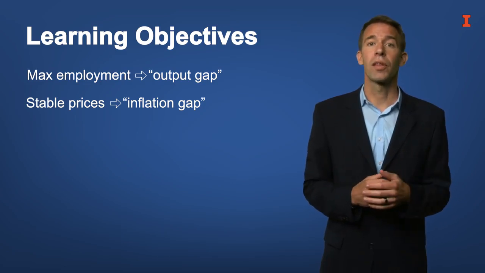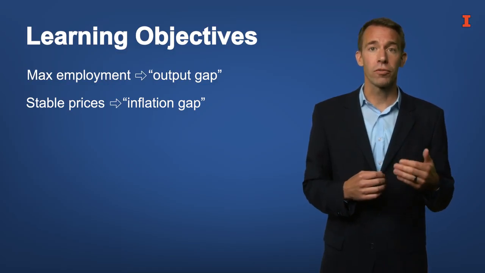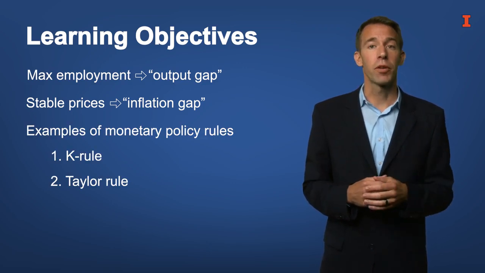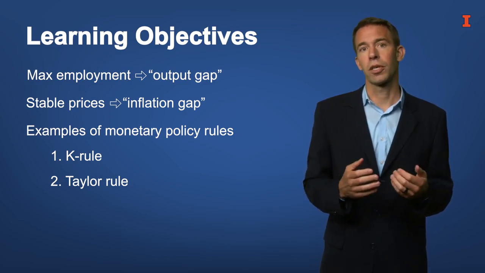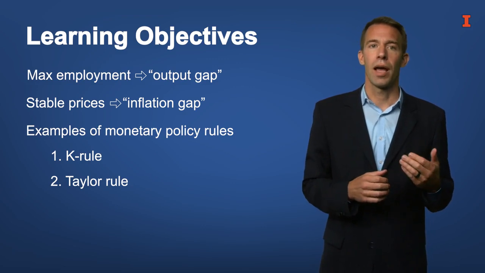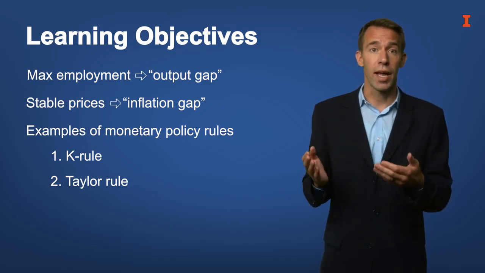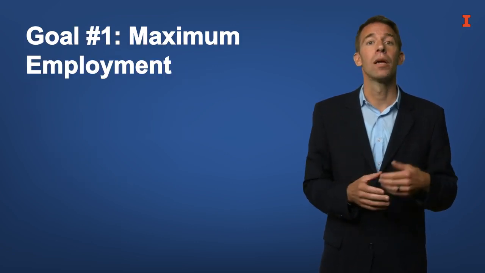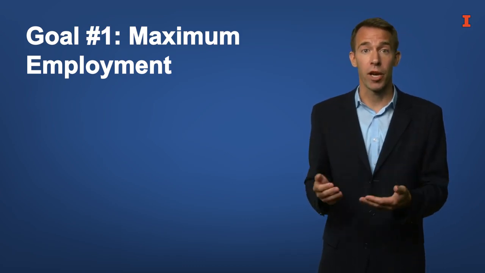We will introduce the idea of an output gap and an inflation gap. We will then ask what central banks should do about these gaps. We will examine Milton Friedman's k-percent rule, which says that monetary policy should not respond to economic conditions. And then we will examine the famous Taylor rule that ties interest rates to gaps or fluctuations in inflation and employment. Remember the Federal Reserve's dual mandate: maximum employment and stable prices.